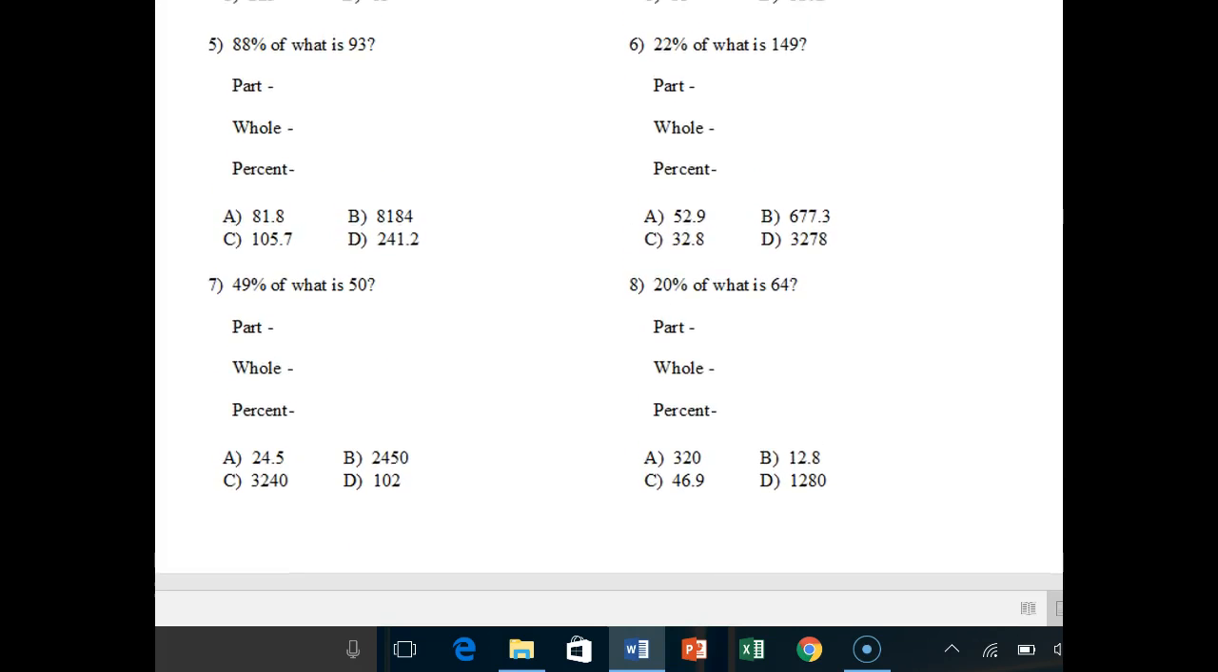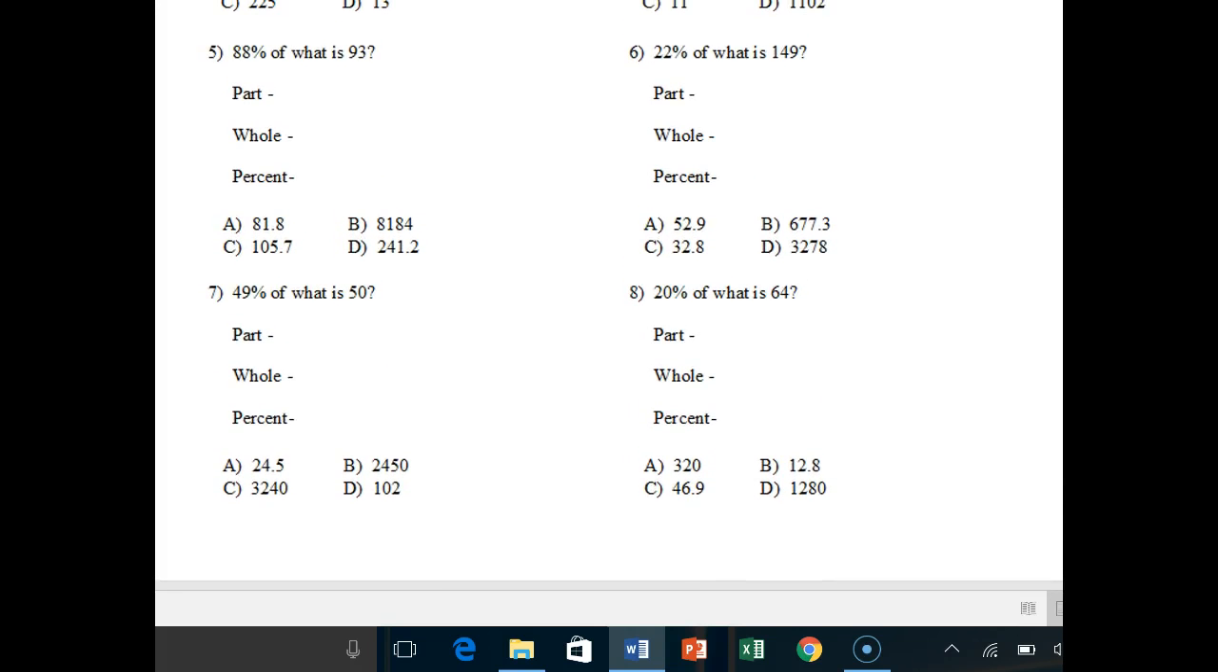Great, so hopefully you've done 1 through 4 now and you feel confident about solving for a part. Now we're going to try and solve for a whole this time. So number 5, 88% is obviously our percent. Of what is 93? So 93 is the part, and of what whole, which we don't know, is our x. So we have 93 over x equals 88 over 100. So again, we cross multiply, get 88x equals 9300, and then you would divide by 88 on both sides to get your answer.